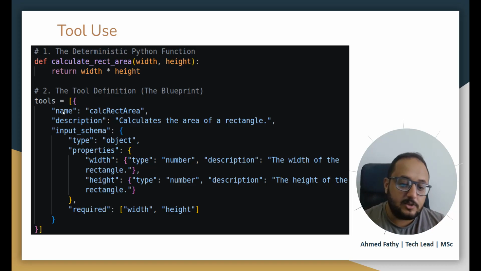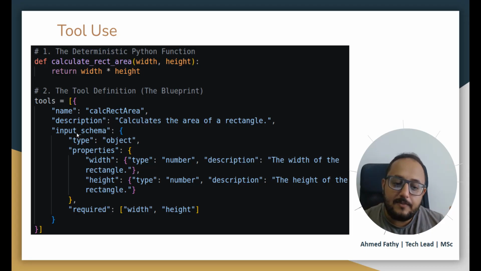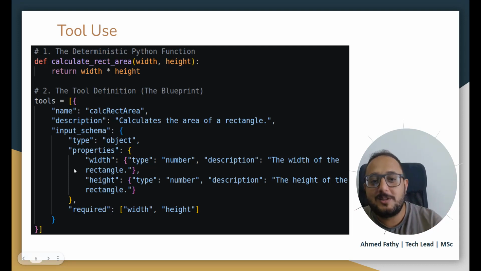So let's look at this. You have a name, you have a description, "calculates the area of a rectangle," you have an input schema, and then you actually define the parameters right here. So you have a parameter width, and a parameter height, and you have a description for the width and height, and those two parameters are required. Okay, so this is really the schema of the tools parameter.